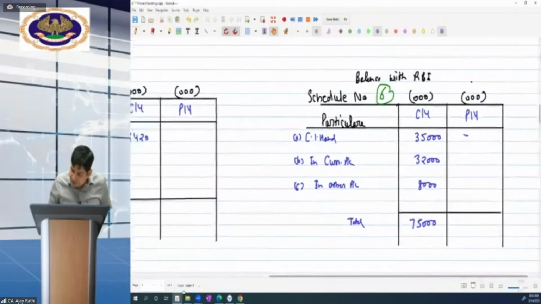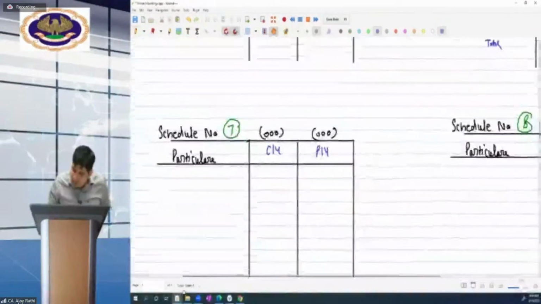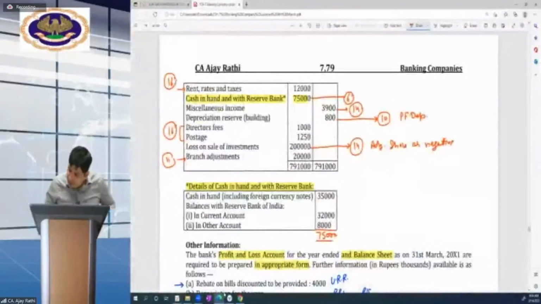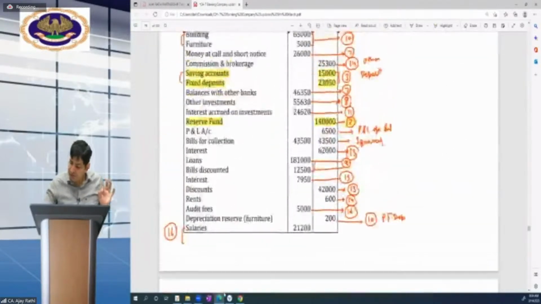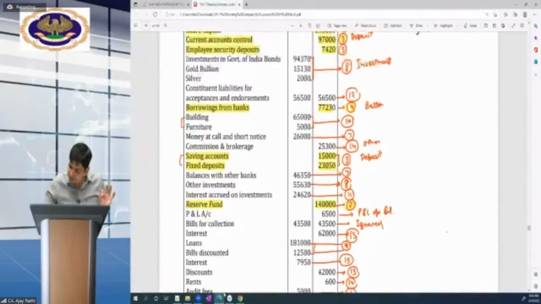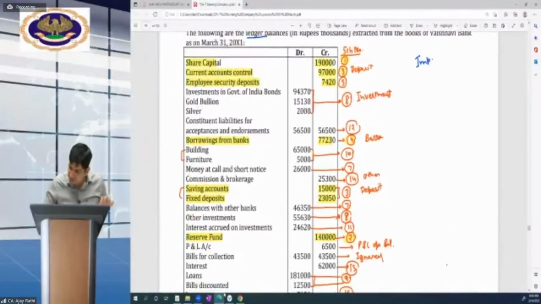After that, we are moving to schedule number 7. Beta, please see, I am highlighting here that whatever we have done, we have posted. Now we are moving to schedule number 7, and we will be putting things here. Yes, two items are there: money at call and notice.